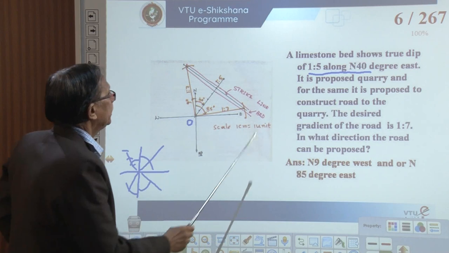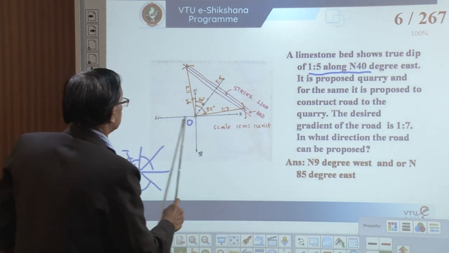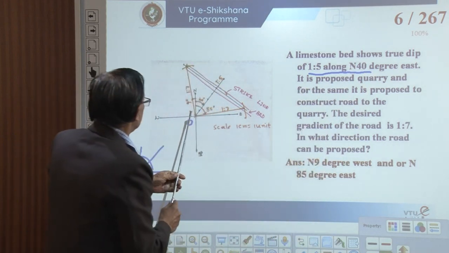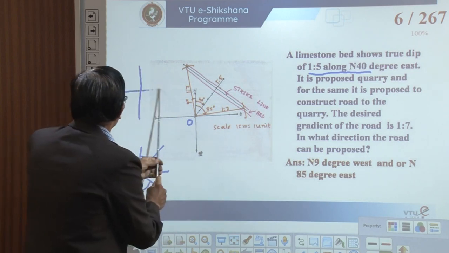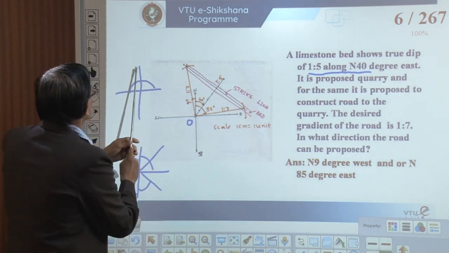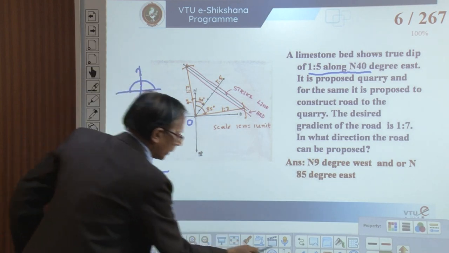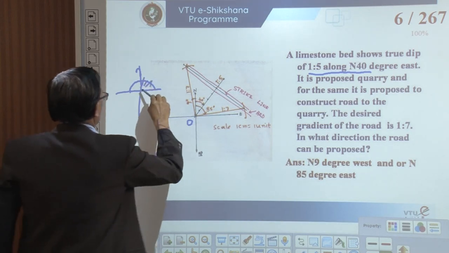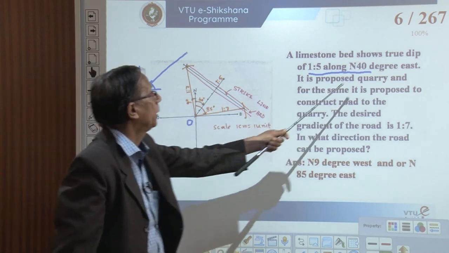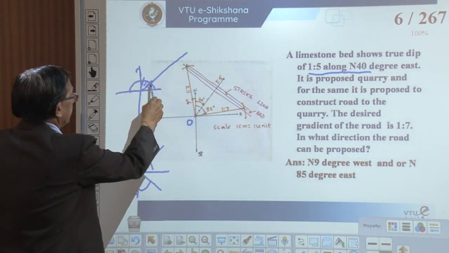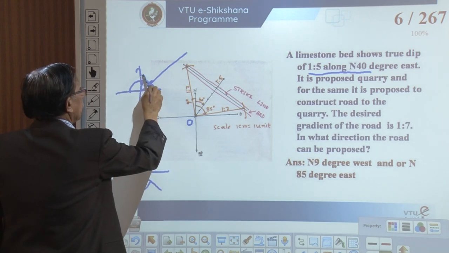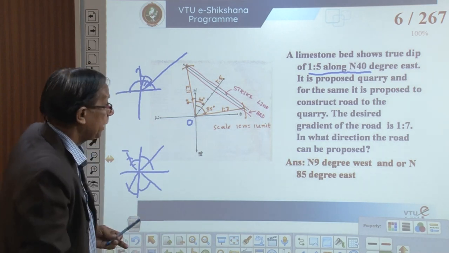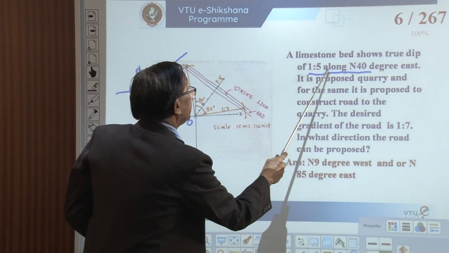Now, simple: draw the north-south line and the east-west line. The given data is north 40 degrees east. I repeat, keep the compass here. This is north. North 40 degrees east, I have drawn. Next, I have to show 1:5.